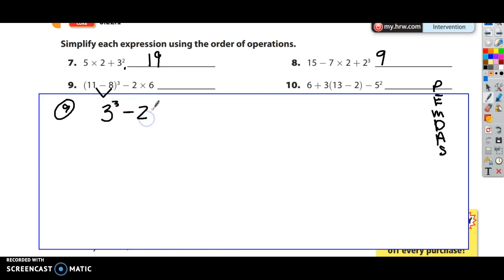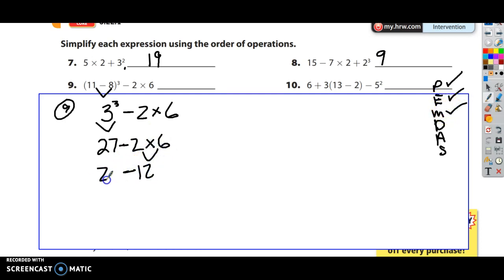Later I'm going to subtract 2 and multiply by 6. But I've got to do the exponent next because I did my parentheses. Now I'm doing my exponent. 3 to the third power doesn't mean 3 times 3. It means 3 times 3 times 3. 3 times 3 is 9. Times 3 again is 27. Minus 2 times 6. What goes next? Subtract or multiply? Definitely multiply goes next. 2 times 6 is 12. And my final step is going to be 27 minus 12 is 15.